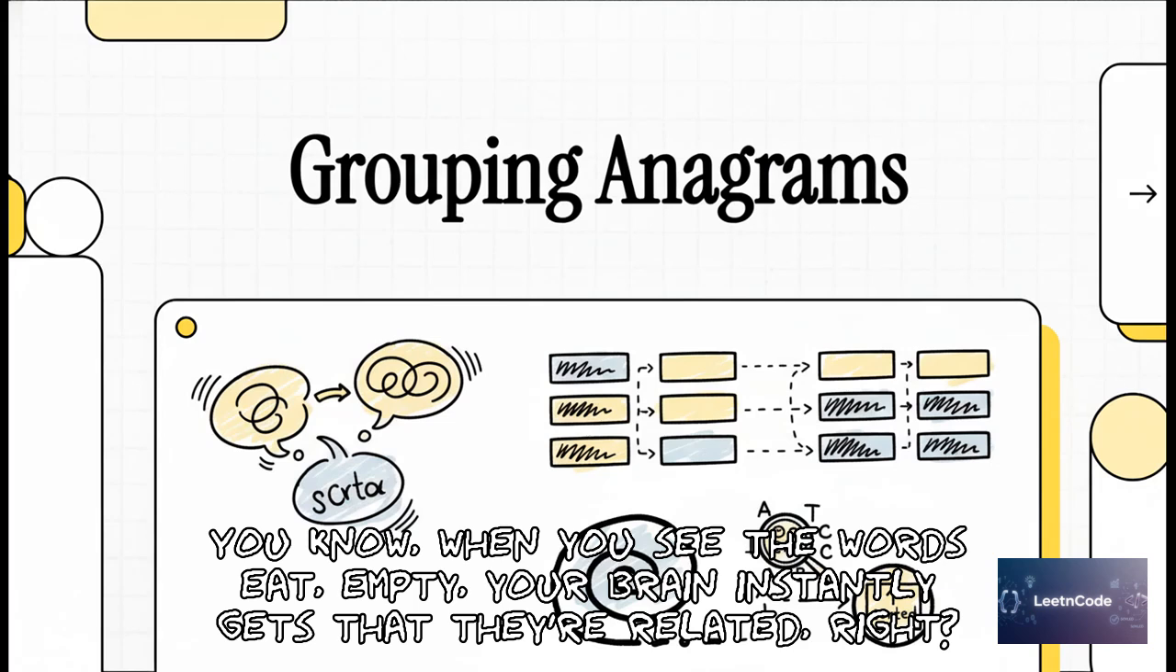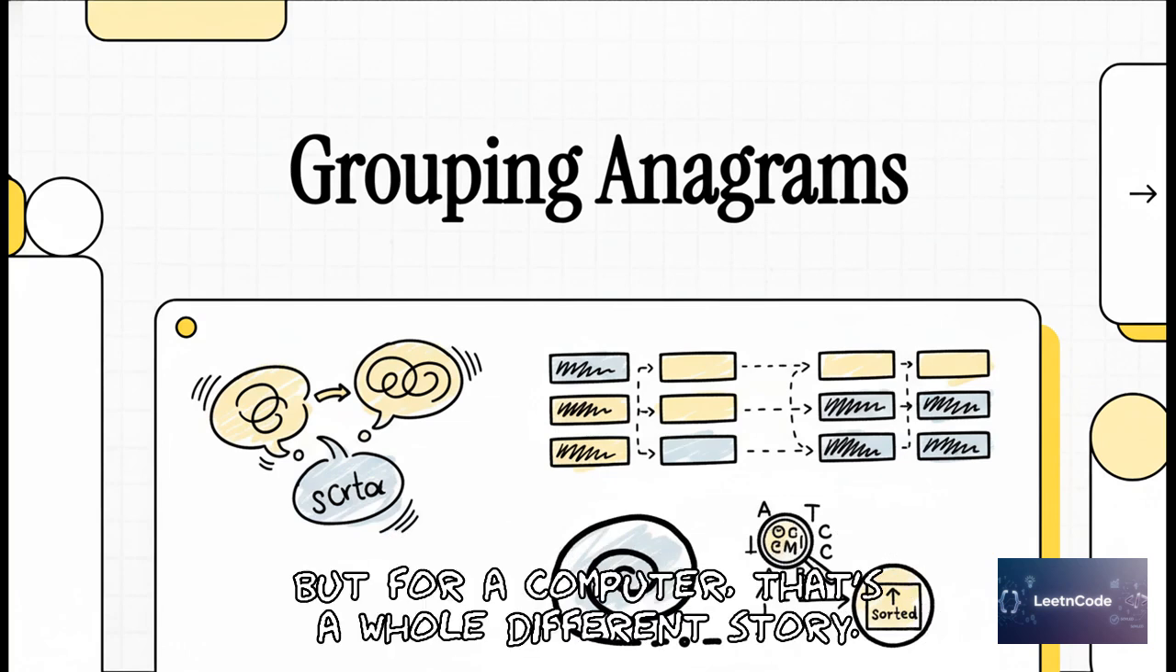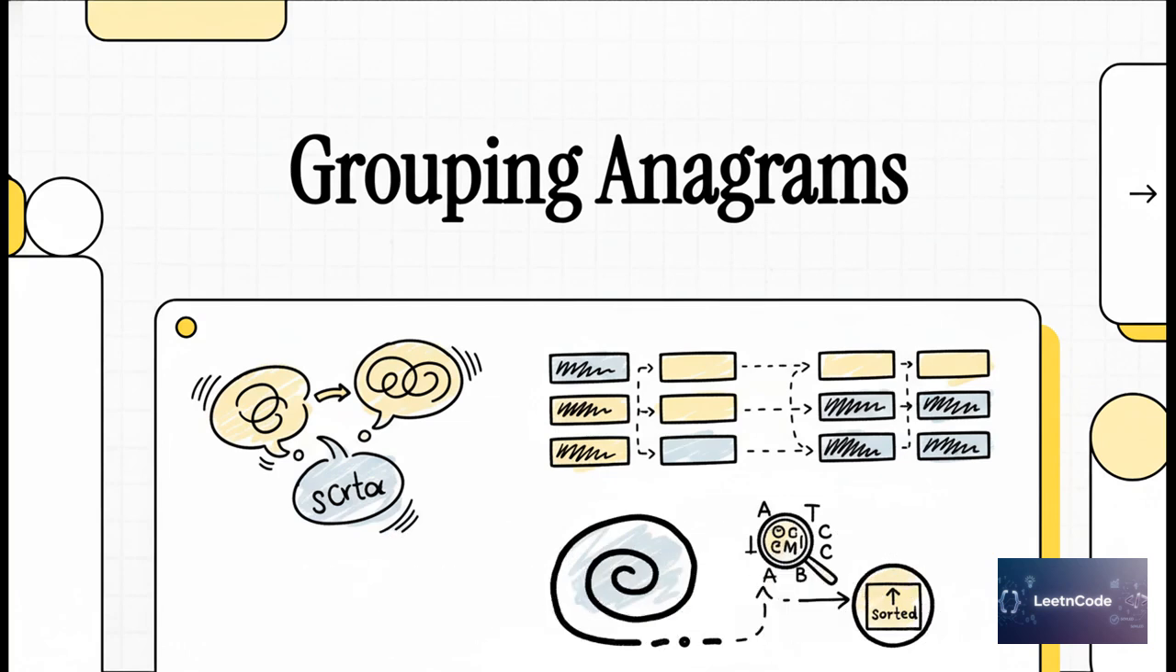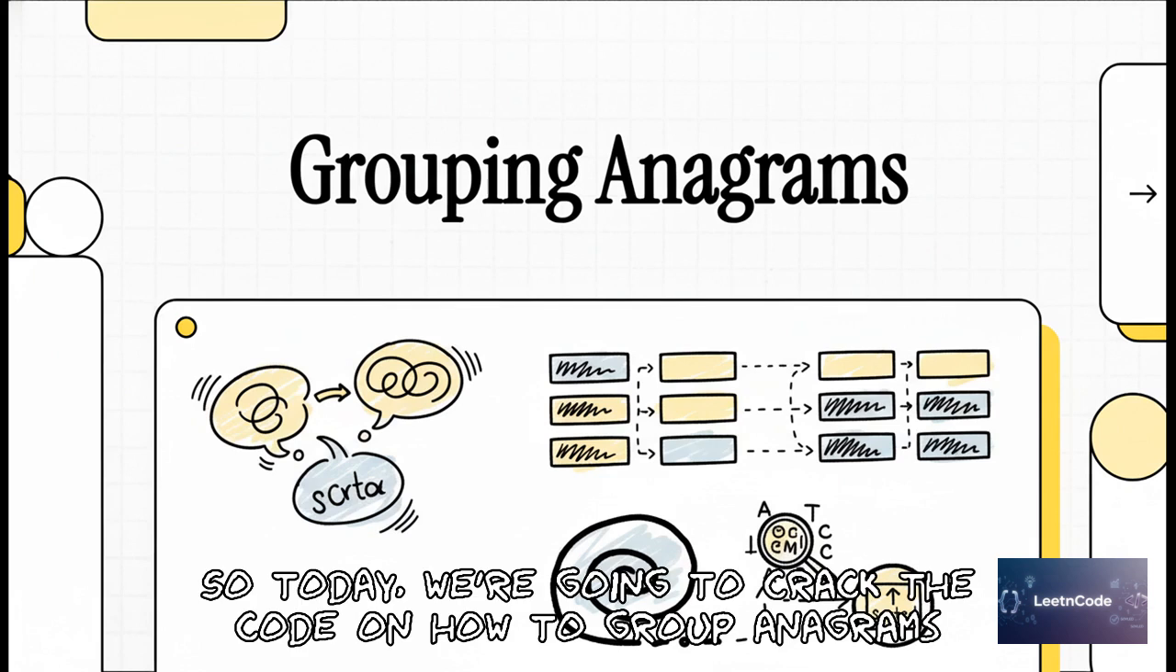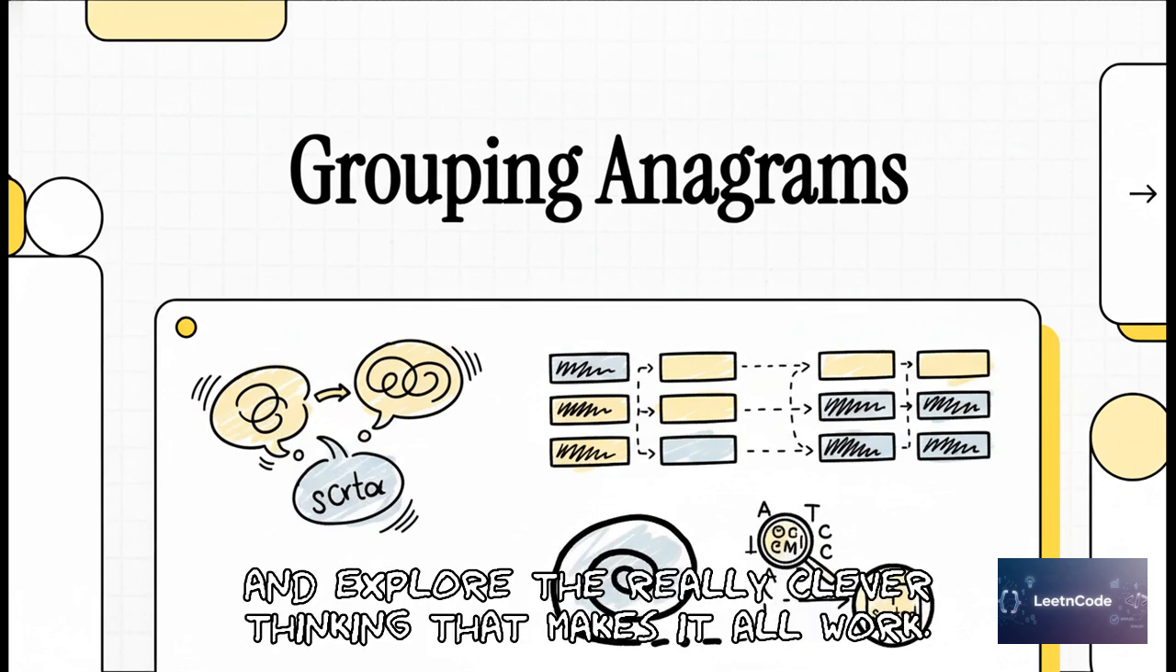You know, when you see the words eat, tea, your brain instantly gets that they're related, right? But for a computer, that's a whole different story. It's actually a classic programming puzzle. So today, we're going to crack the code on how to group anagrams and explore the really clever thinking that makes it all work.